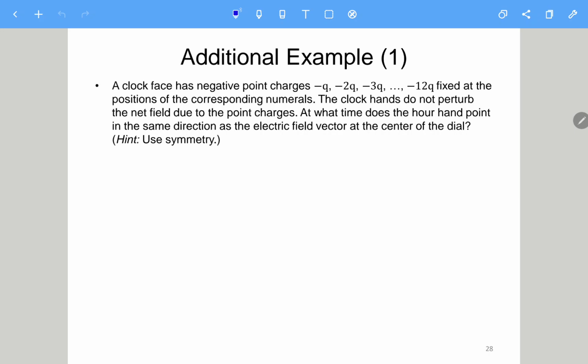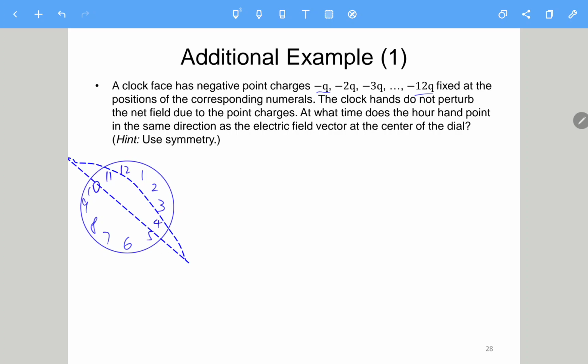Okay, so here we have an additional sample problem to finish off this chapter. Here it says we have a clock face with negative point charges from negative Q to negative 12Q fixed at the position according to the numerals. Which means that we have something like this, a clock face. Of course, for a clock face, we have the numbers 1, 2, 3, 4, 5, 6, 7, 8, 9, 10, 11, 12, or something like this.